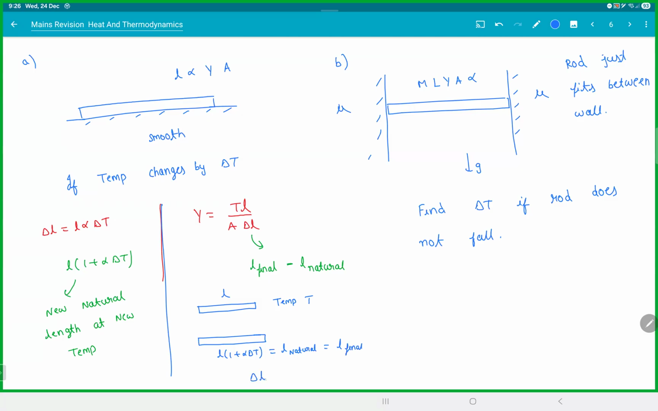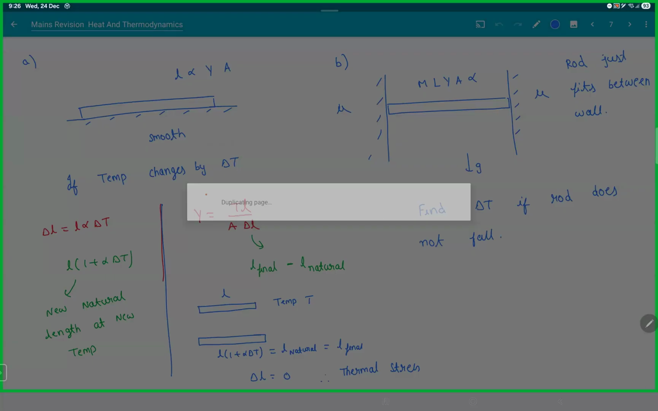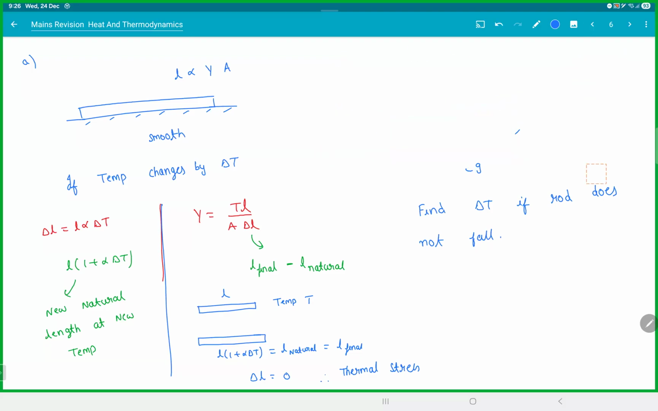Therefore, here the delta L, which gives the strain, delta L by L, is 0. Therefore, thermal stress is 0. The rod will feel as if there is no stress inside it. No one has pulled it. It is in its natural state. So in this question, the strain is 0, stress is 0.